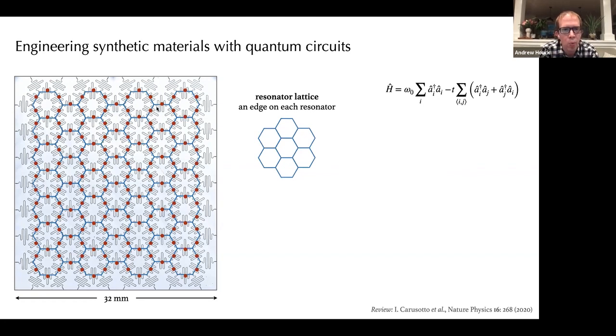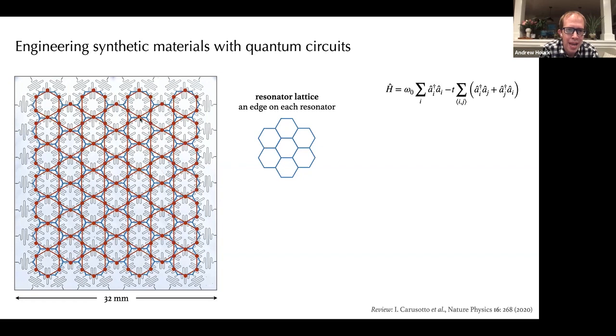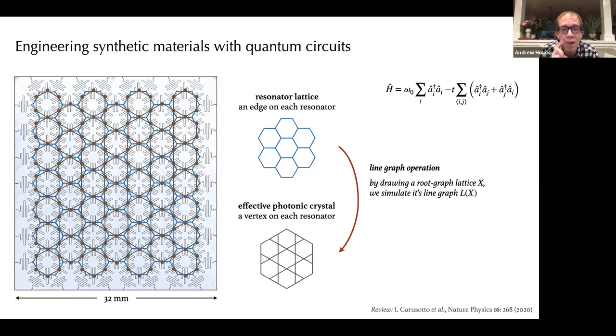And so really, to think about what tight binding model we've realized, you actually have to put a lattice site on each of those edges and connect the edges that share an endpoint, because that's where you have hopping. And so this lattice that we realized is actually the Kagome lattice, which we get by drawing hexagons. And so we call this graph here that we draw the root graph. And this graph that we get is mathematically the line graph. So it's what you get by putting a point on every edge and connecting edges that share a vertex.